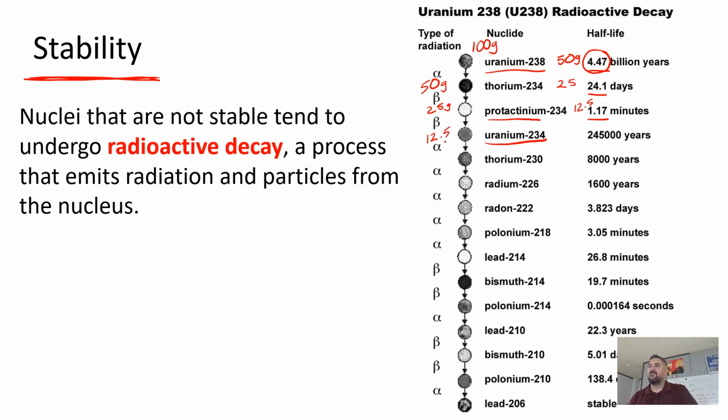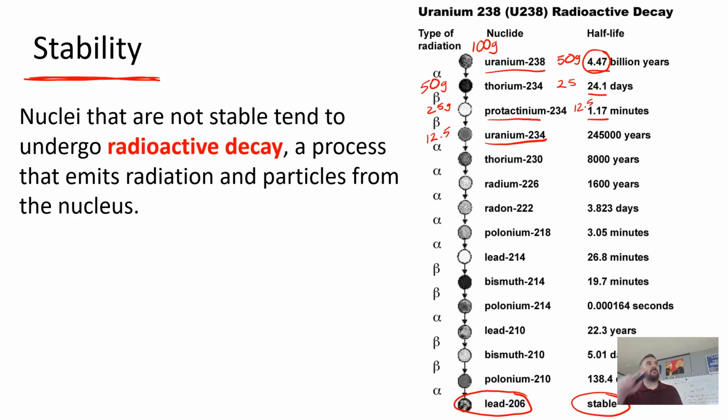How much uranium-234 am I going to have? Also 12.5, good. And what you're noticing is every time it undergoes a half-life, half of it is going to turn into something else, half of it will stay that thing, and it's just going to keep going through that half-life. Eventually, it's going to reach lead-206. So once it reaches lead-206, that's when it's found its stable point. And once it's stable, it's not going to change anymore.